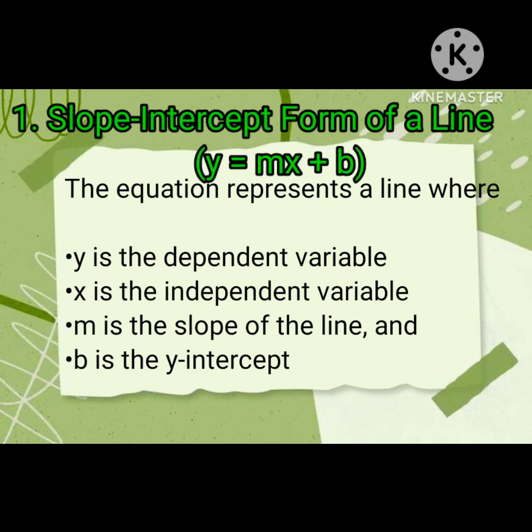Using the slope-intercept form of a line helps in finding the slope of a line and the intercept directly from the equation. The slope-intercept equation represents a line where y is the dependent variable, usually representing the vertical axis, x is the independent variable, usually representing the horizontal axis, m is the slope of the line, and b is the y-intercept, the point where the line intersects the y-axis.